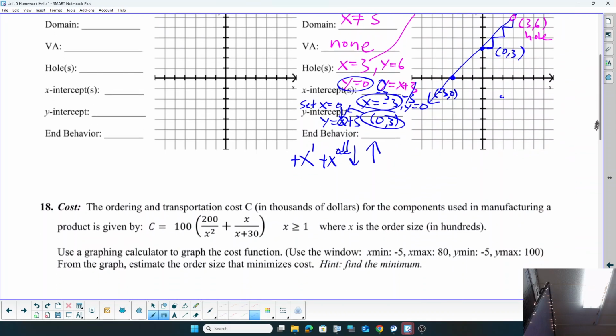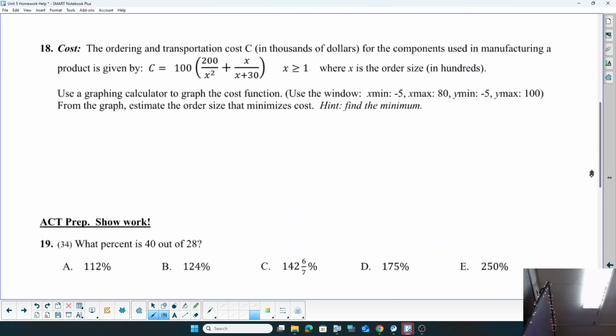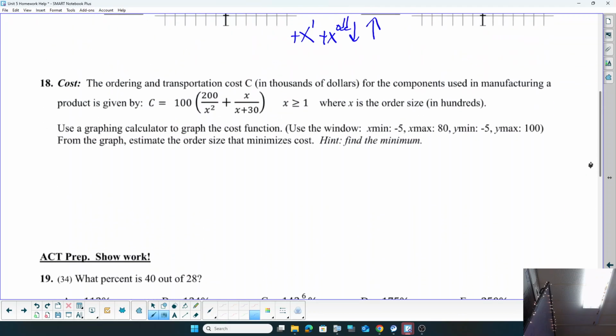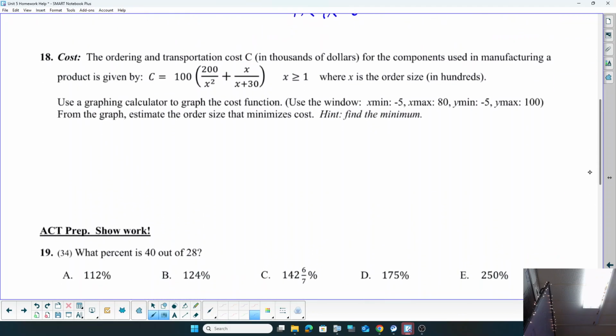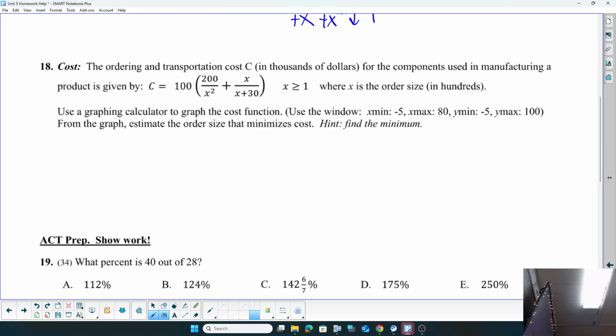Okay, pause me. Try the next one on your own. Pause me. So here we go. Number 18, you got this. It says, using a graphing calculator, where x is the order size, x has to be greater than 1. Using the graphing calculator to graph the cost function, use the window. From the graph, estimate the order size that minimizes the cost. So the hint is, find the minimum.